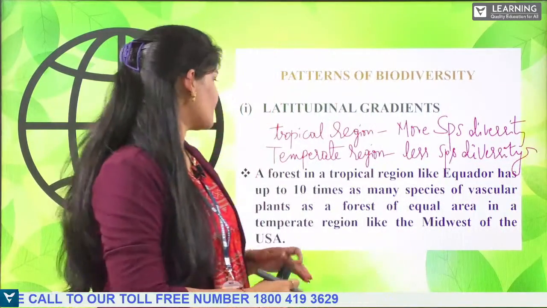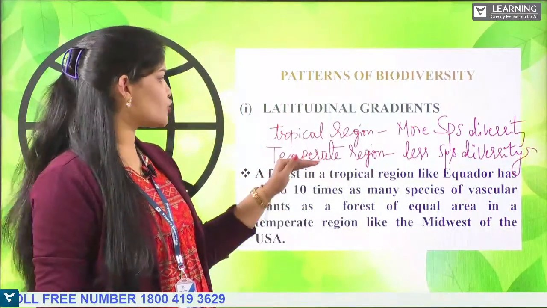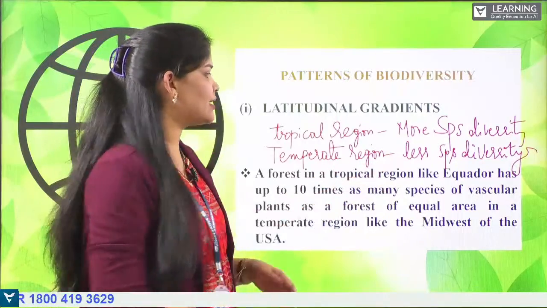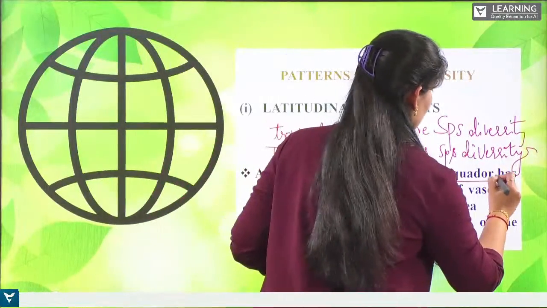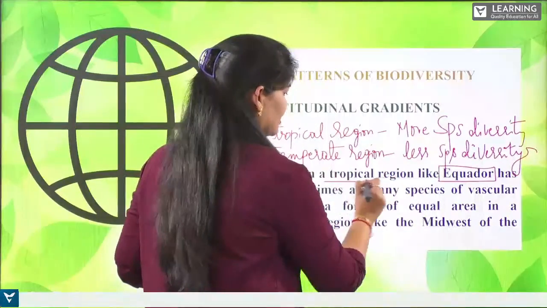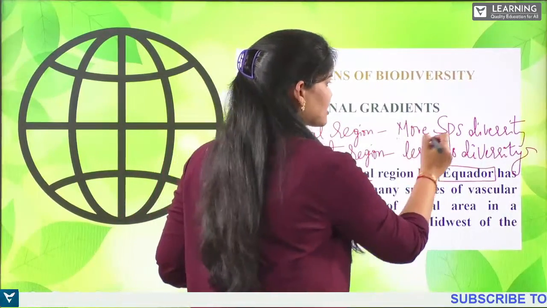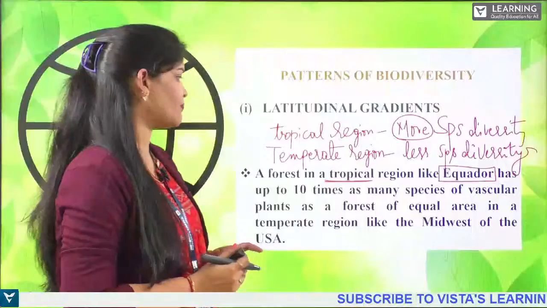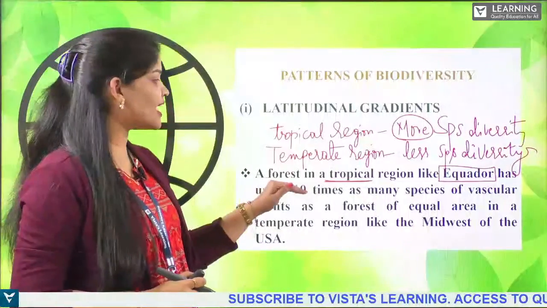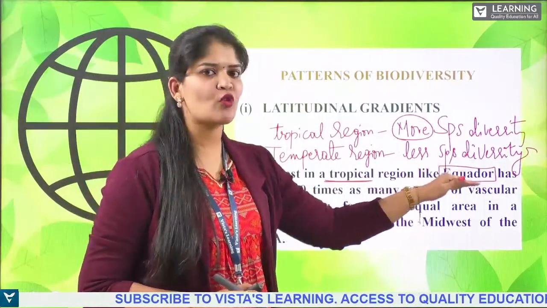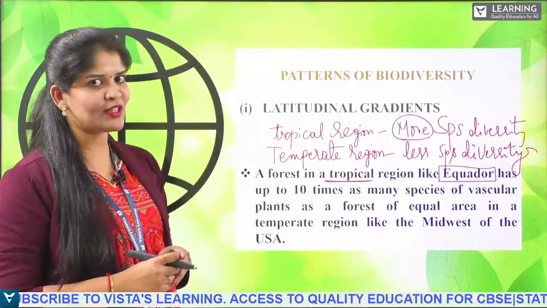Okay, here, a forest in a tropical region like Ecuador. This is tropical. According to our statement, it has to have more species diversity. Look at here, up to 10 times as many species of vascular plants. What do you mean by vascular plants?